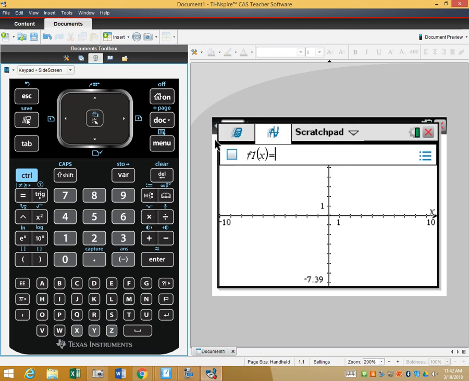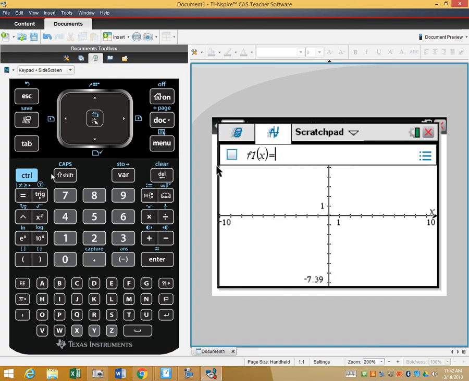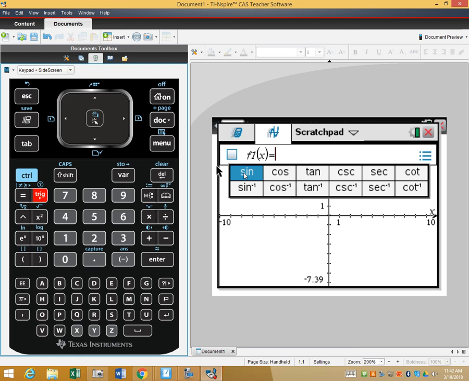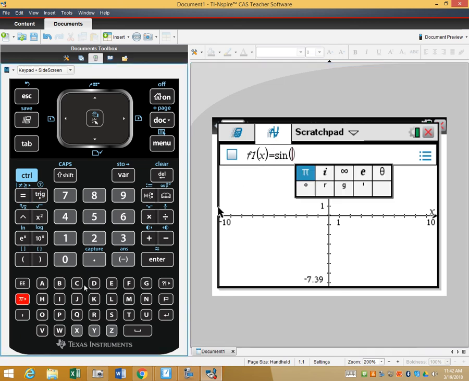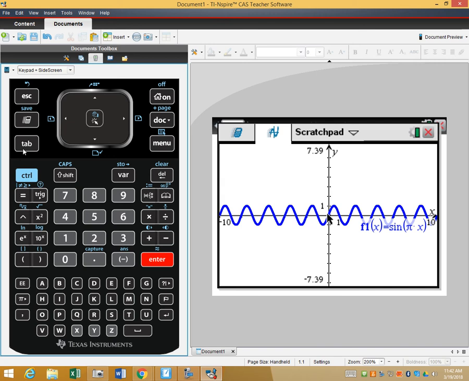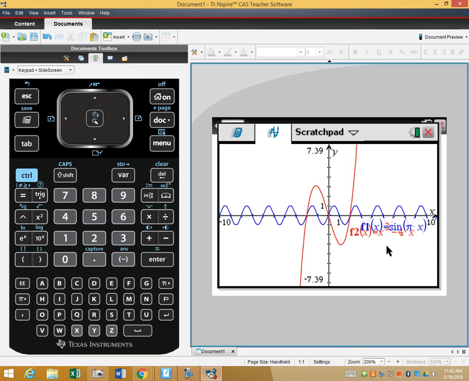Okay, so we're punching in the equations. It was sine pi x, is that right? Sine pi x, enter. And then I also need to put in x cubed minus 4x. Okay, and I'm going to go ahead and adjust my window.